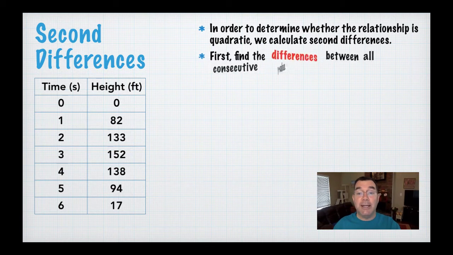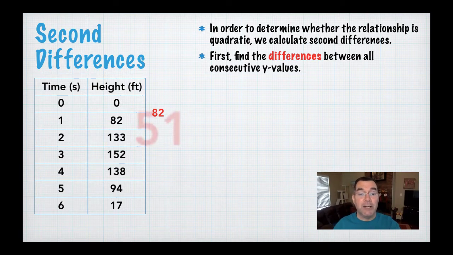So what I do is I find the differences between all the y values the way they are in this table. And if those differences are close to each other, then this relationship is linear. So let's do that. To get from 0 to 82, that's a difference of 82. To get from 82 to 133, that's a difference of 51. And I calculate all of the changes like that. And as you can see, they're not very close to each other. So this is not a linear relationship, but remember, that's not what I wanted anyway. I wanted a quadratic relationship.